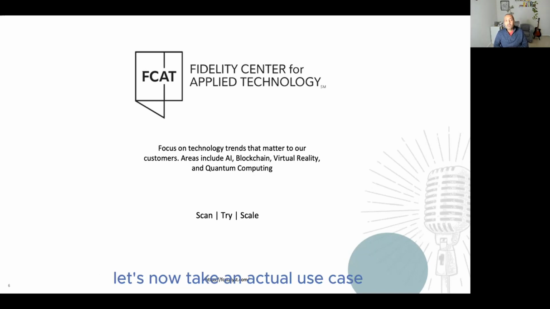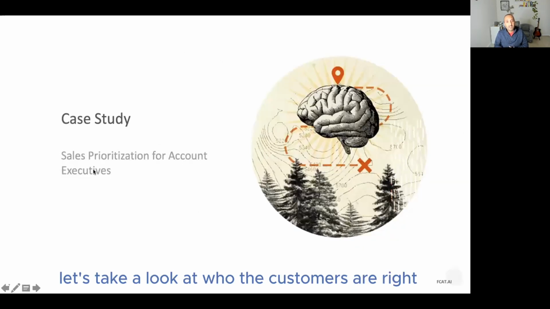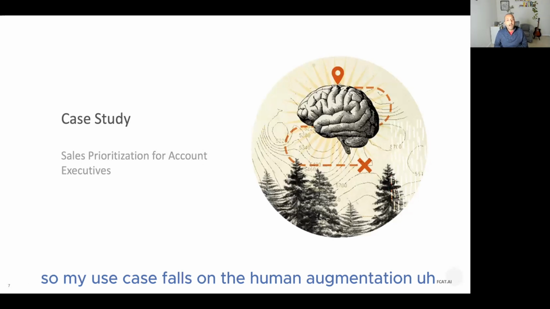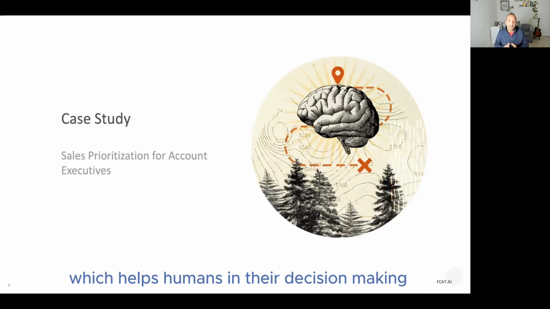Let's now take an actual use case to understand some of the items above. I will discuss how we created a tool for internal Fidelity associates and how we iterated to scale the product. But before we start, let's take a look at who the customers are. My use case falls on the human augmentation example that I spoke about, which helps humans in their decision-making.